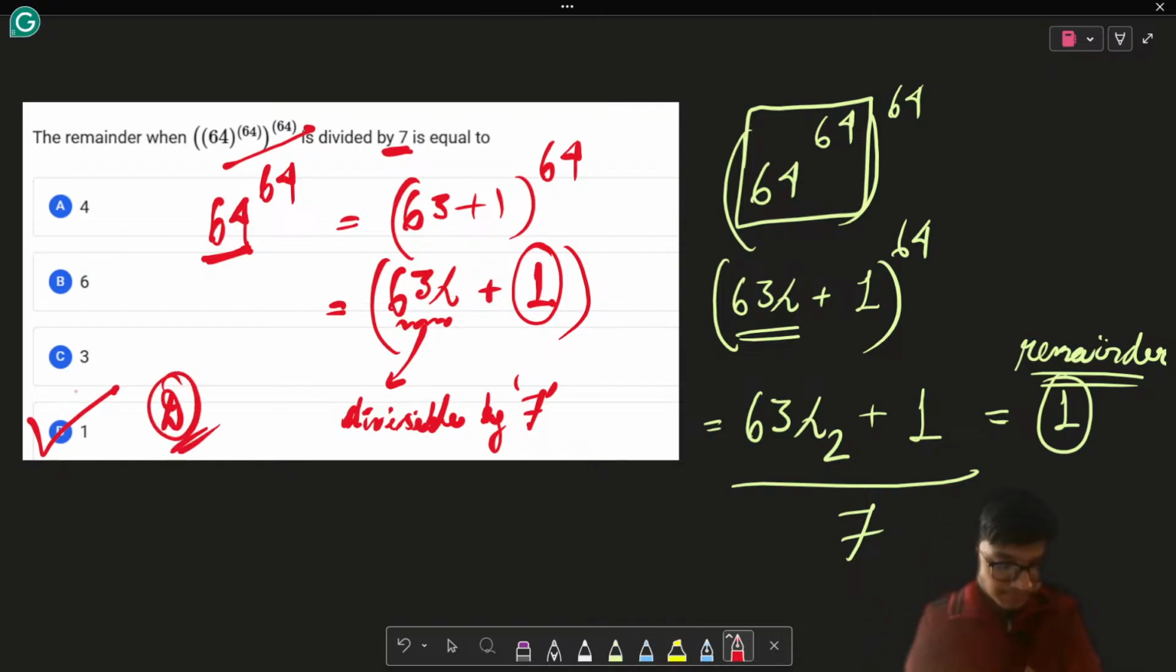Okay, is this part clear to all of you? Is this part clear?